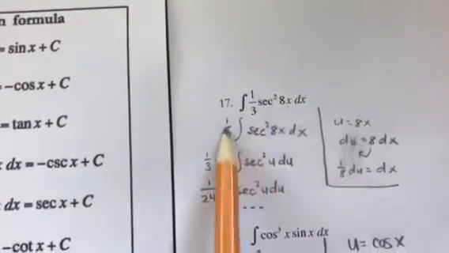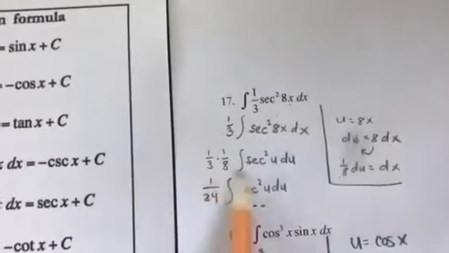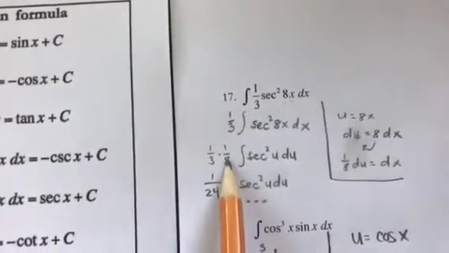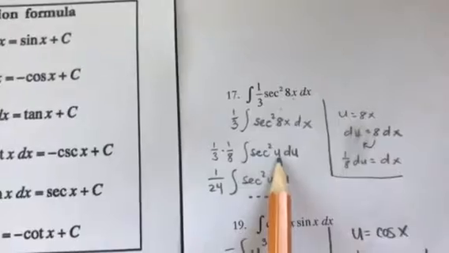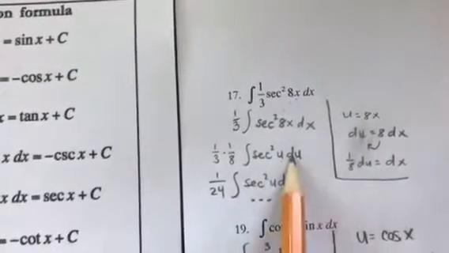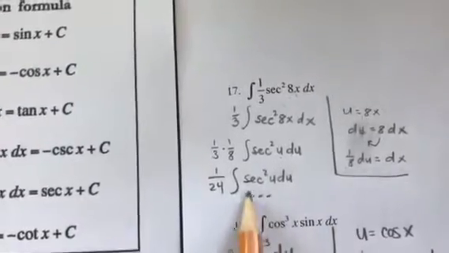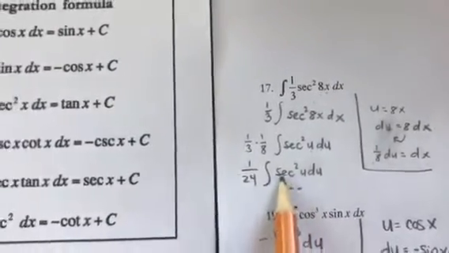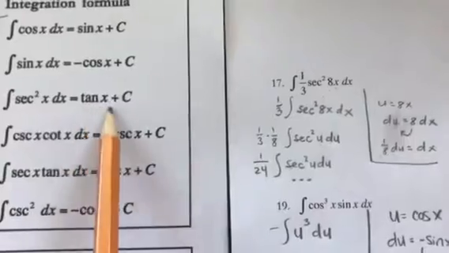I already brought the 1/3 out front because it's a constant multiple, and I can also bring that 1/8 out front since it's also a constant multiple. My 8x gets replaced with the u, and du just replaces the dx. From there, I didn't finish the problem, but that's just a basic integral rule. The integral of secant squared is tangent of x, so you would go forward from there.